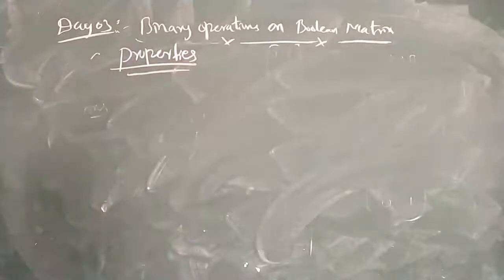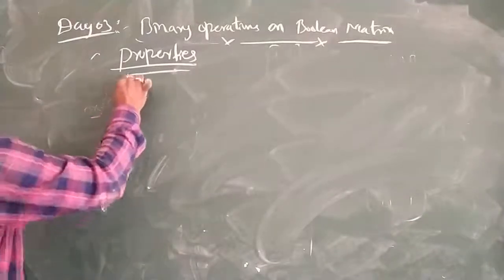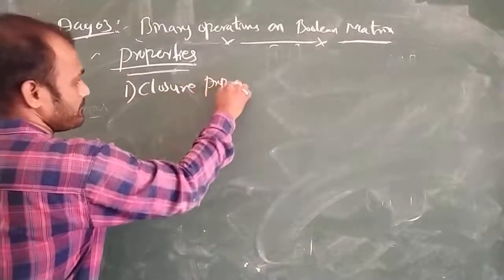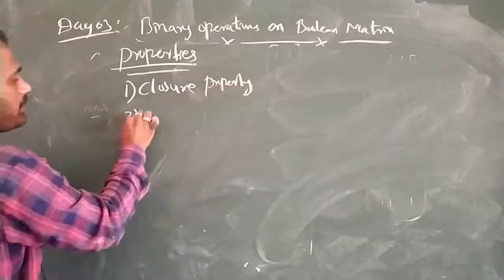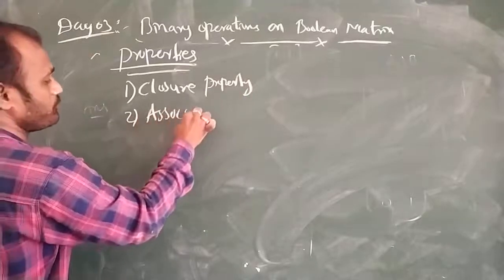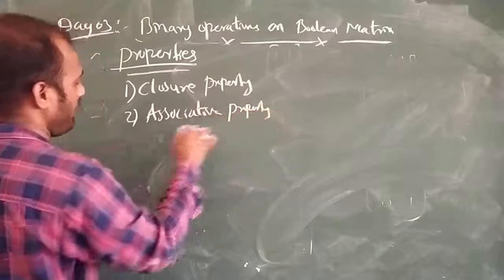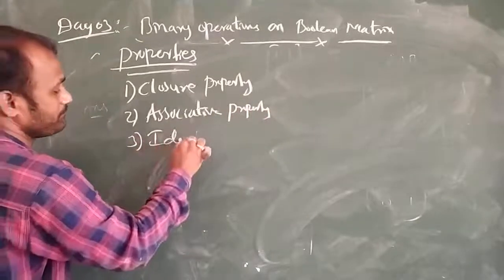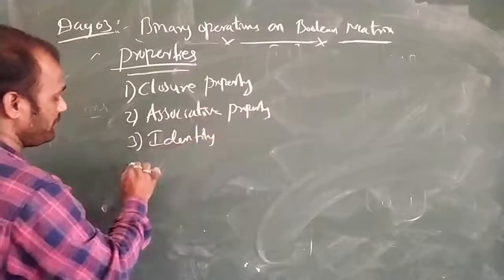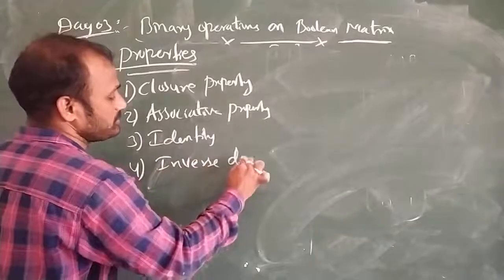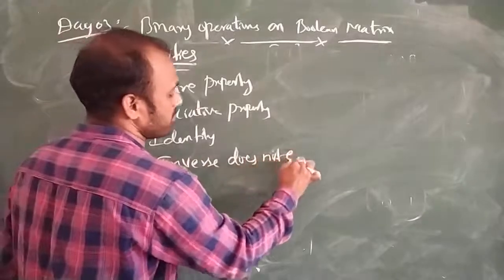So properties which are satisfied by the Boolean matrix of join and meet operations. It satisfies the closure property, associative property, and identity property. Existence of identity is there, but inverse does not exist. Inverse does not exist.